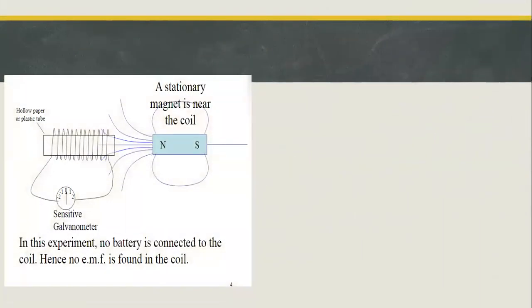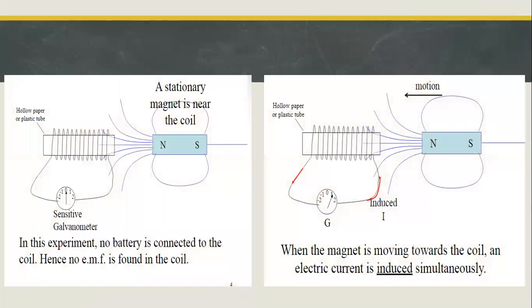We can also understand the process of electromagnetic induction with the help of these activities. In this diagram, this is a solenoid with a sensitive or zero-centered galvanometer attached, and a stationary magnet is near the coil. In this experiment, no battery is connected to the coil, hence no EMF is found in the coil. When we place the magnet near the coil, there is no EMF induced and no deflection in the galvanometer.